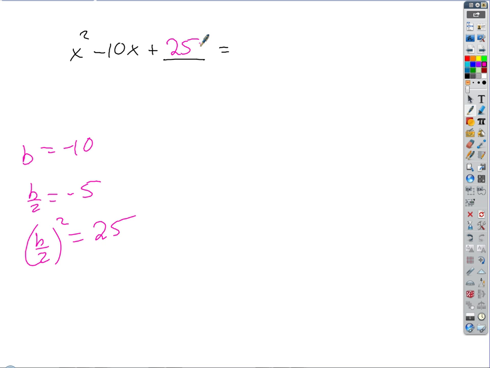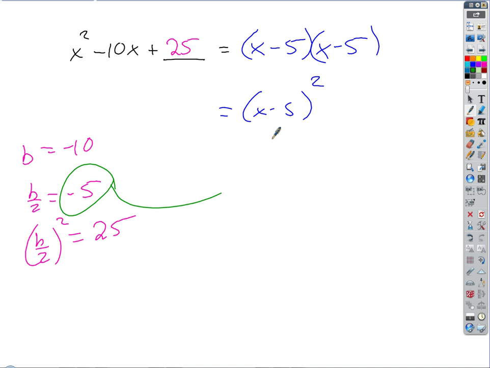Let's factor that. If we factor that, we're just going to play the number game, right? I've got to find numbers that multiply to 25 and add to, so what are they? -5 and -5. So look what we got. What we got was x minus 5 squared. Well, there's the -5, right? See how it worked? Okay.